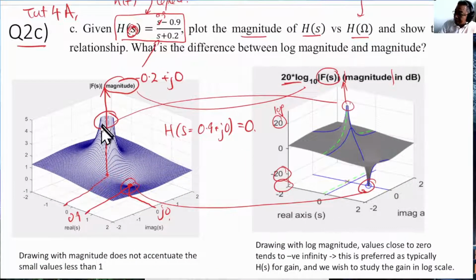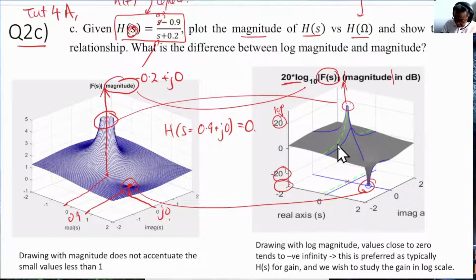So this is the magnitude plot, and this is the log magnitude plot. So that is the difference. You can plot either of them, but the common idea is to plot the log magnitude.